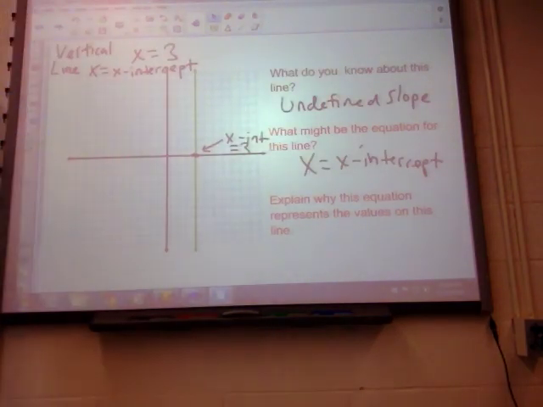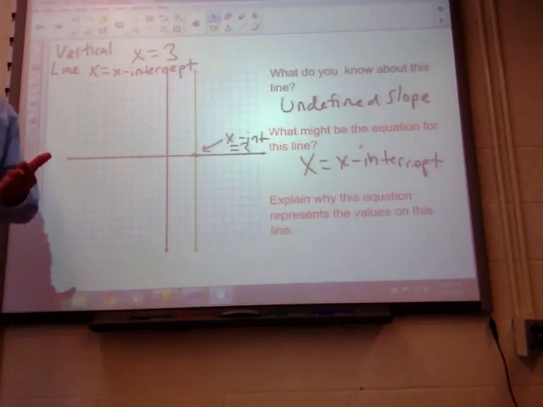And that's pretty much it. So you saw a lot here. You saw slope, you saw slope-intercept, and some special cases for horizontal and vertical lines.